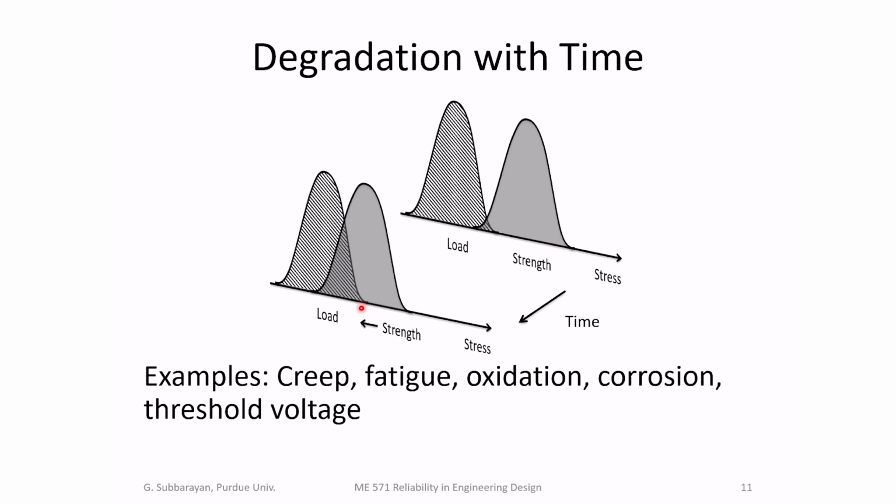So what we want to again be able to do is to understand that these mechanisms exist, and as a result, the load and strength interference region, the at-risk population as it's called, might increase with time. You want to account for that during the design phase, so we design products that function at the required time for as long as we need them.